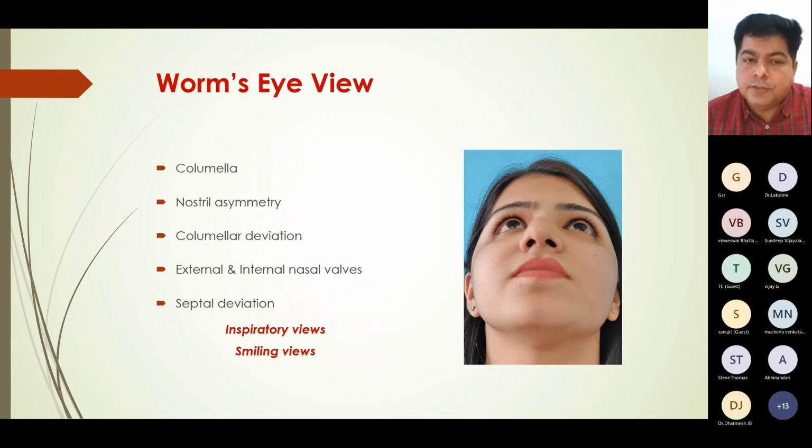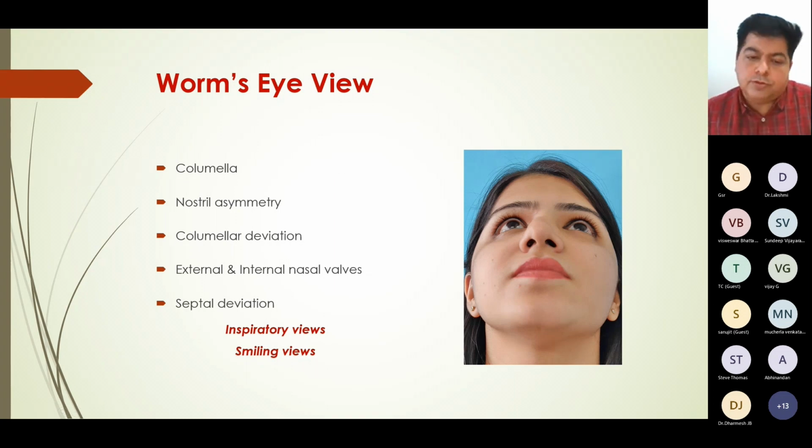Another important view is the worm's eye view. This will give you an idea of what is the status of the columella, whether the nostrils are symmetrical, whether there is any columellar deviation, and when the patient is breathing, what is happening to the external nasal valves. So in case they are collapsing, you might need to do something for the tip. And also we can come to know about any septal deviation. In case there is a tip deviation, you can see the septum jutting out in one of the nostrils.